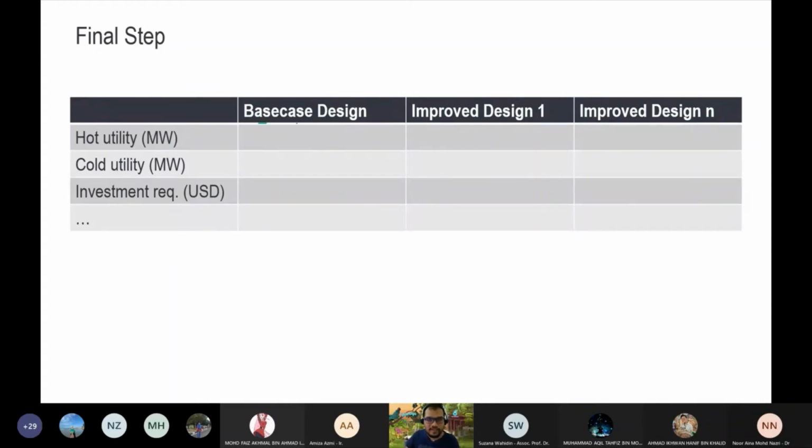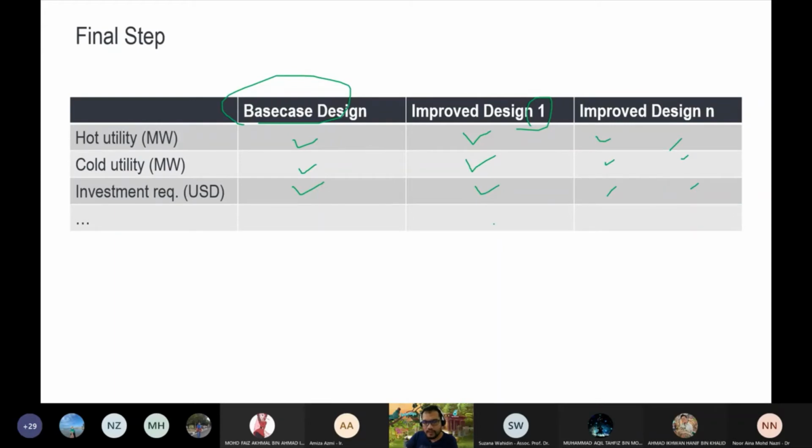We can have our base case design, and then we have option 1, for example, and then option 2 and 3 and 4 and so on. So from this base case design, we know how much the hot utility and cold utility are. You can also quickly calculate the investment required. The same goes with design number 1, for example. I just want to have one exchanger or two process-to-process heat exchangers, and then I can calculate how much the hot utility and cold utility are, and then the required investment, and so on with the other options as well.